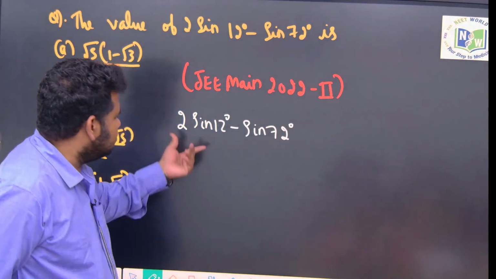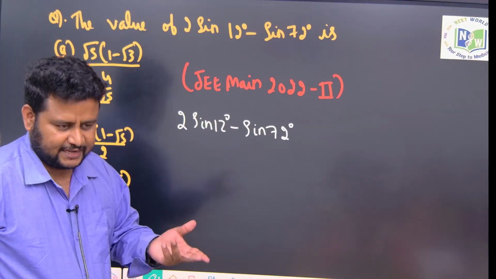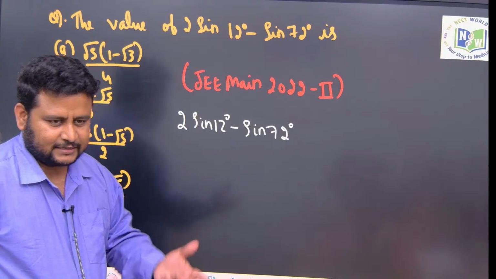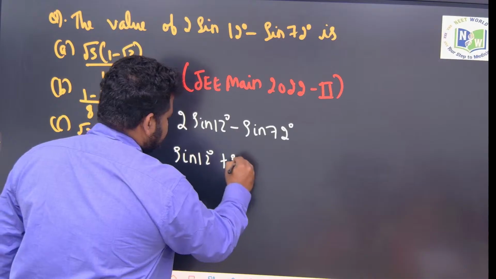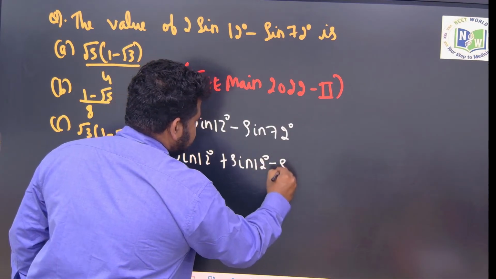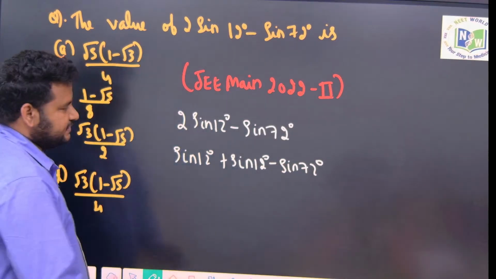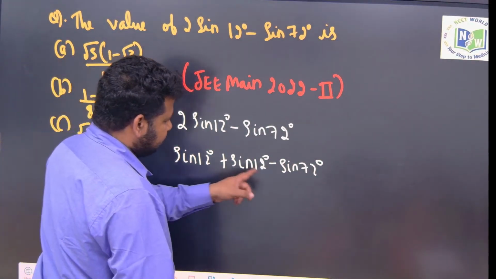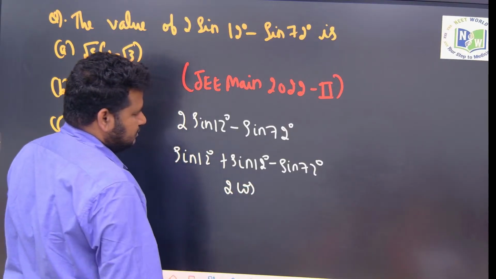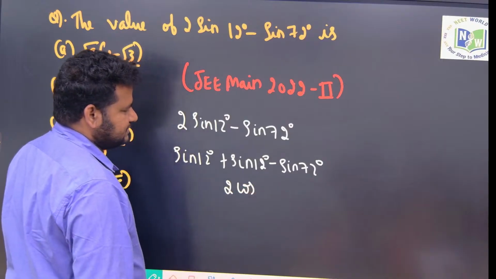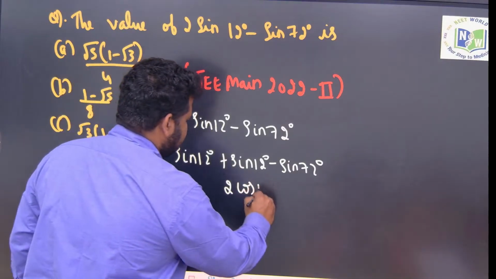So what can I do? If there is something called 2a, I can write it as a plus a. So I can write this as sin 12 plus sin 12 minus sin 72 degree. So this is sin C minus sin D. If I apply it, this will become 2 cos((C+D)/2): 72 plus 12 is 84, 84 by 2 is 42. So this will be cos 42.